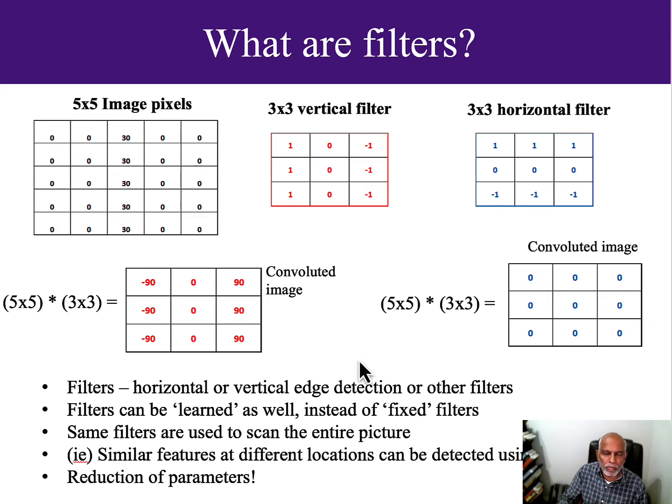Similar features at different locations can be detected using just one filter. It reduces the number of parameters, basically, but in the end it is really picking up where the signals are. So it is to reduce the size of the data and pick up where the signals are, and finally come to a single neuron based multi-layer perceptron, which becomes the fully connected layer. At that time, you use the multi-layer perceptron, the usual neural network solutions.